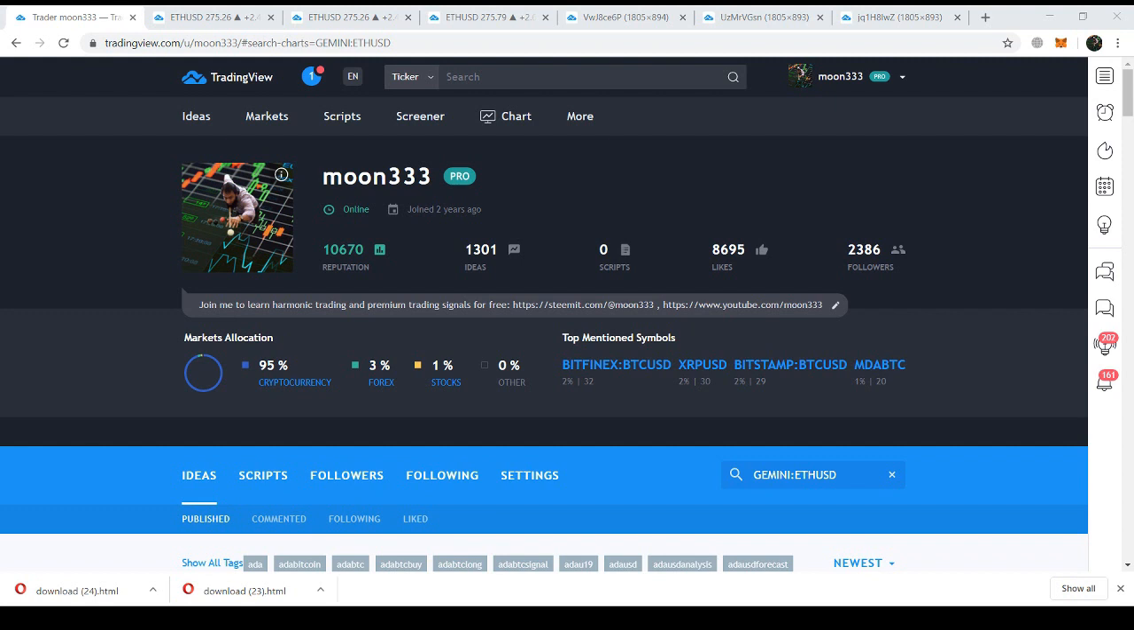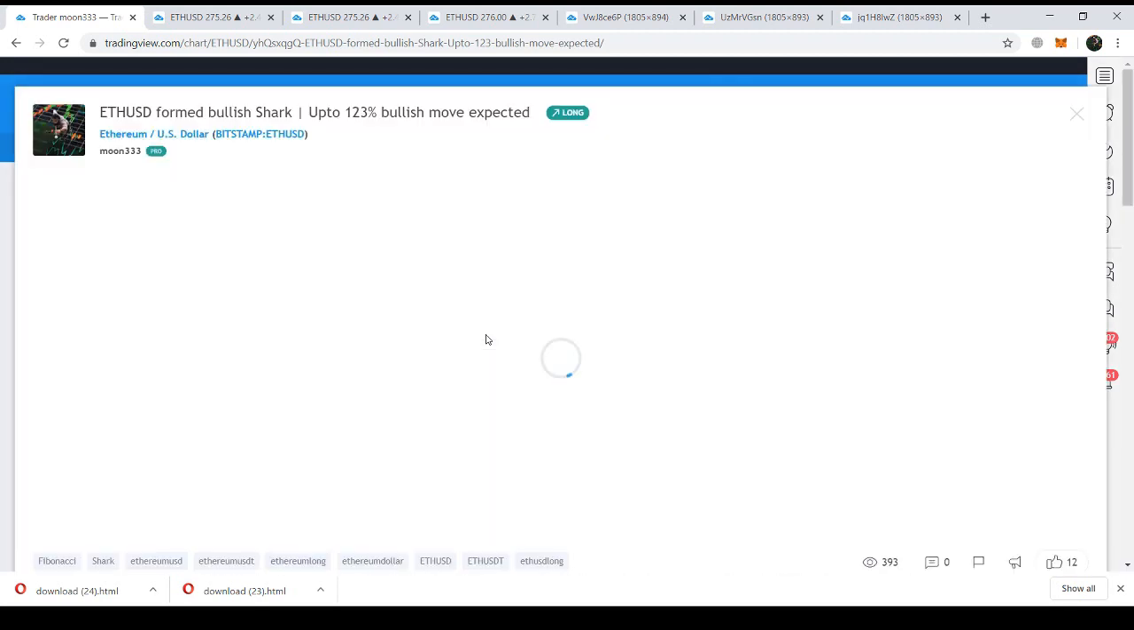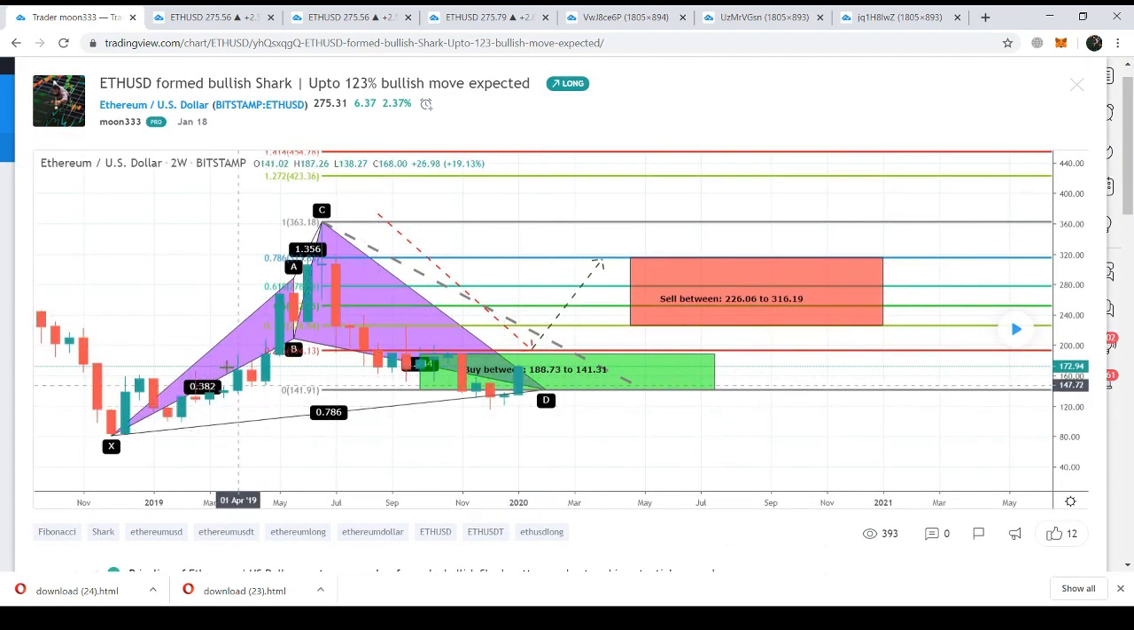In this video, we are going to do some technical analysis on Ethereum price action. First of all, I would like to give you some recap. This was a chart I published on 18th of January 2020. And in this chart, I revealed that the Ethereum has formed a complete shark pattern. The dimensions of this pattern were perfectly driven as required for the bullish shark pattern.